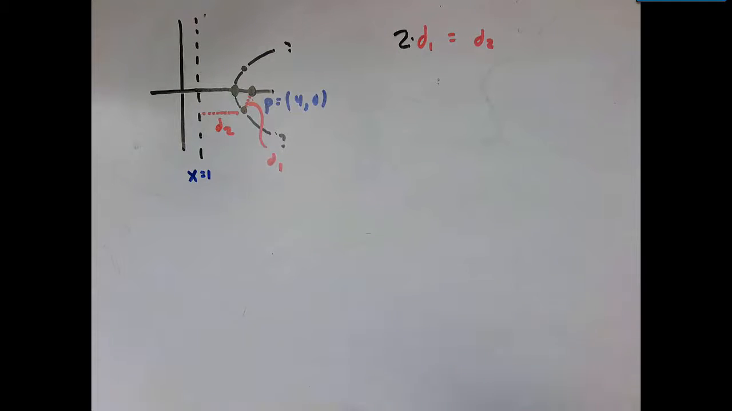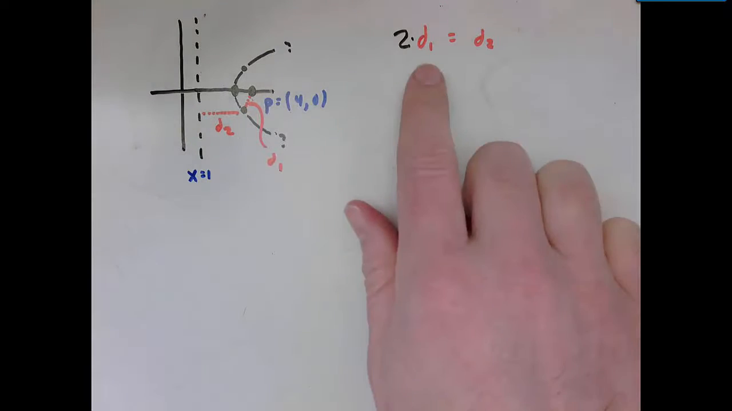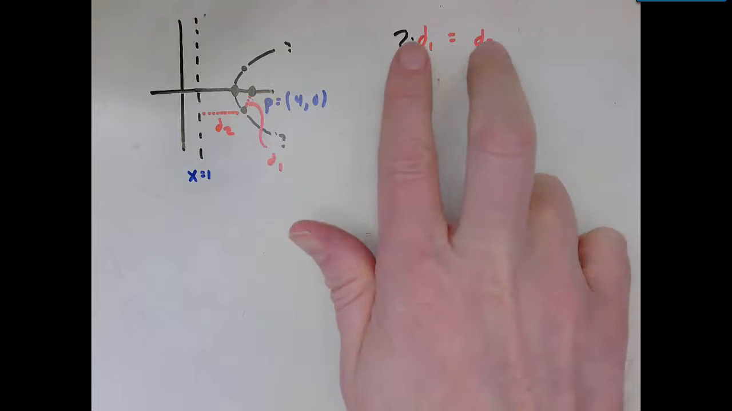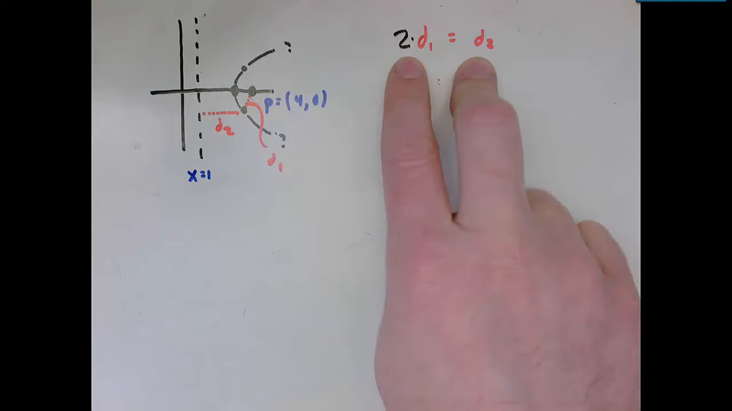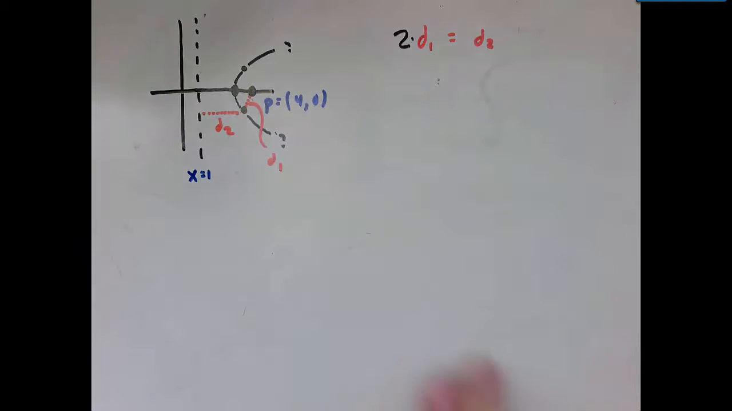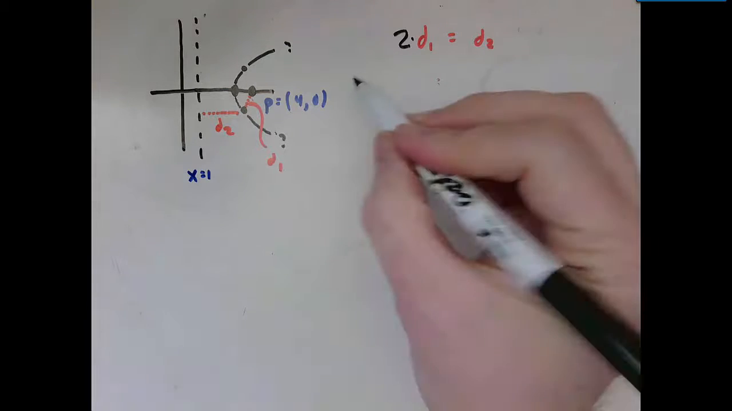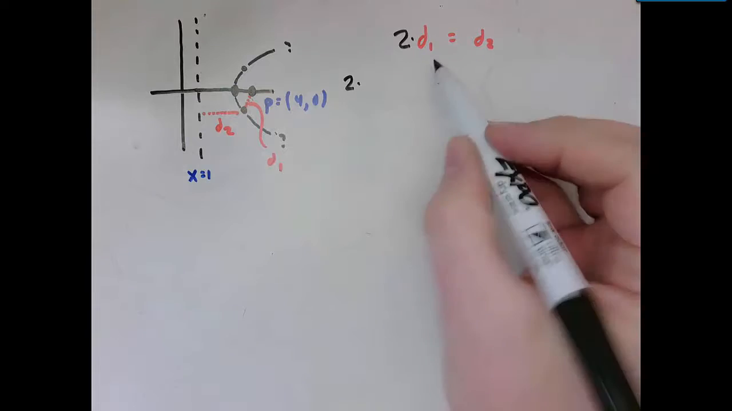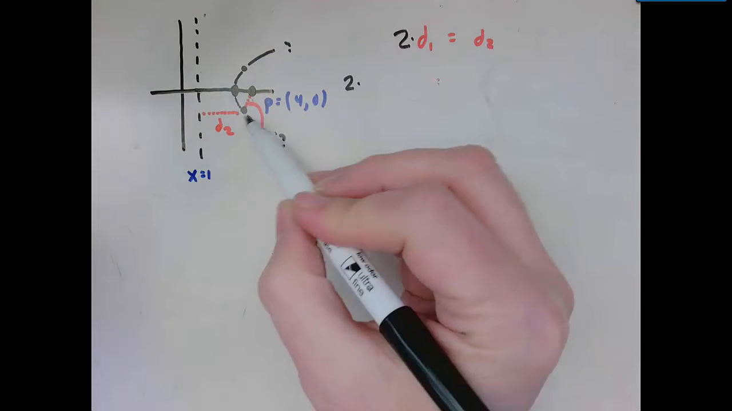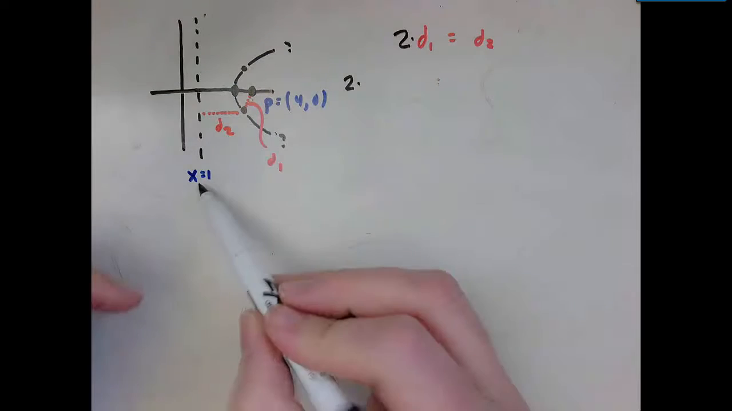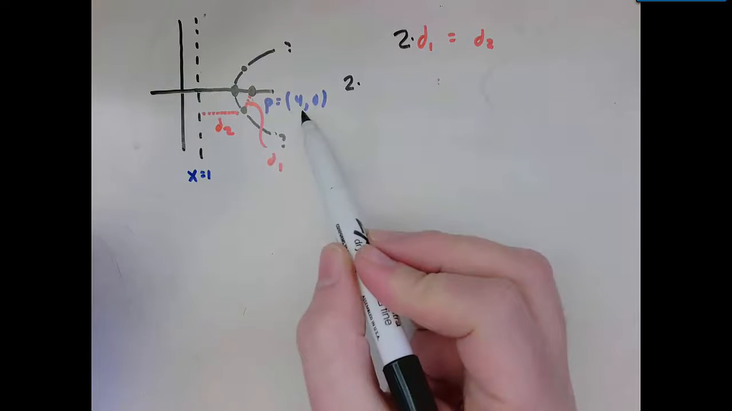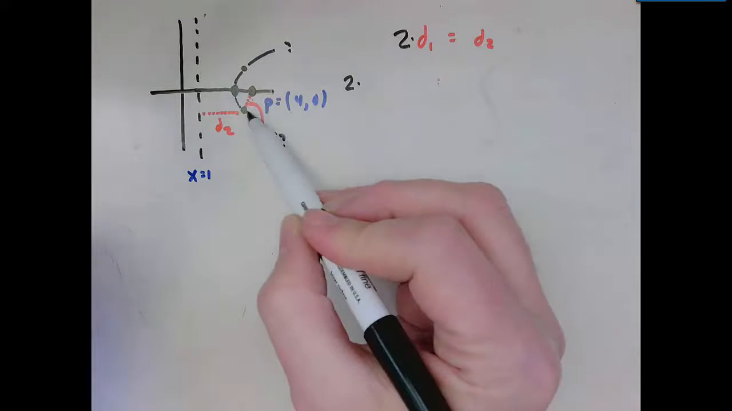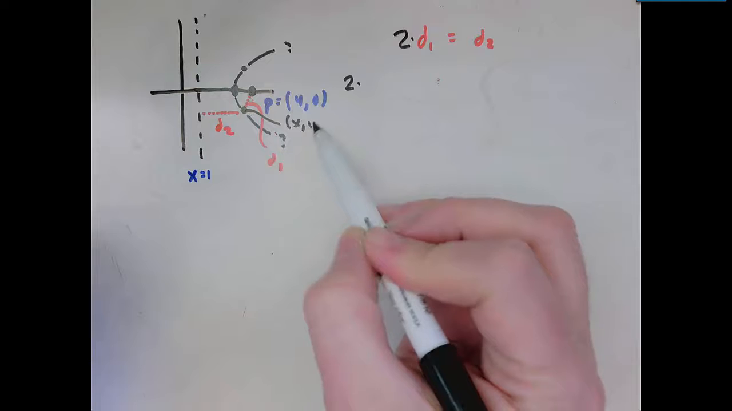So let's do the same thing we did last time. Let's try and verify it algebraically by making equations for D1 and D2, and then seeing how the derivation comes out. All right, so D1, let's fill in some points here. So we know this is the line x equals 1. We know this is the point 4, 0. This is an arbitrary point x, y.